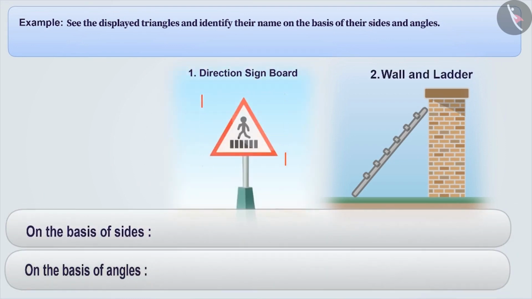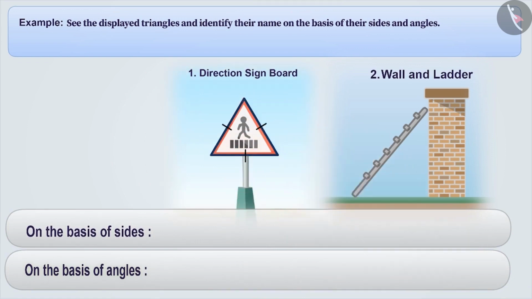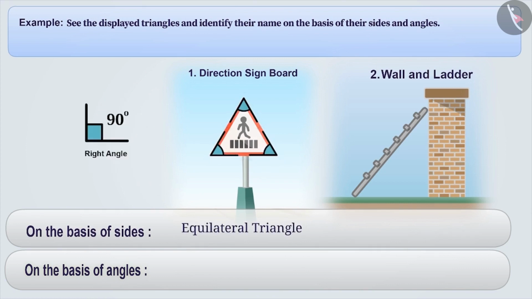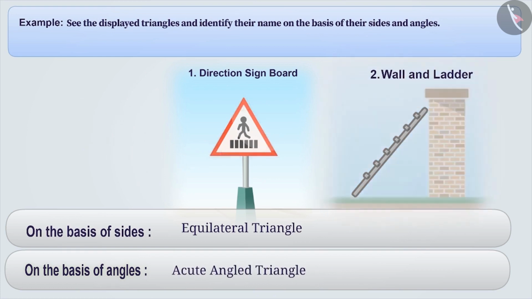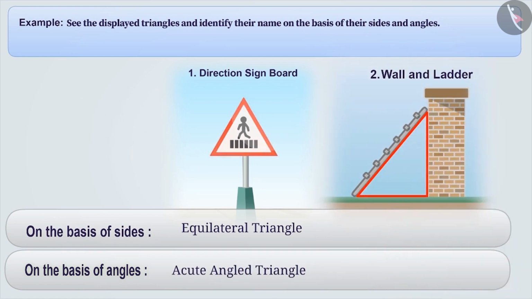A signboard showing the directions is represented in the first figure. In this figure, all three sides appear equal. Therefore, on the basis of sides, we can say that this is an equilateral triangle. Similarly, here we can see that all angles are smaller than a right angle, which means they appear to be acute angles. Therefore, on the basis of angles, we can say that this is an acute angle triangle. In the second figure, a ladder is making a triangle with the wall and the ground.